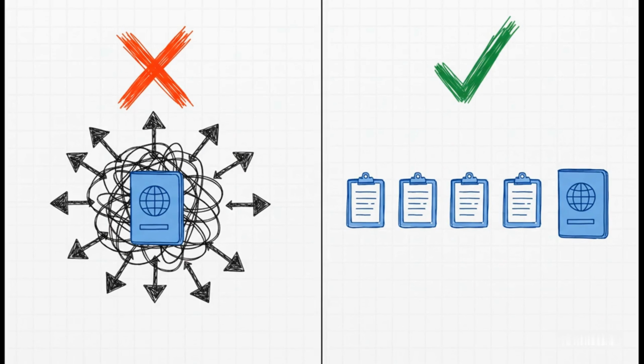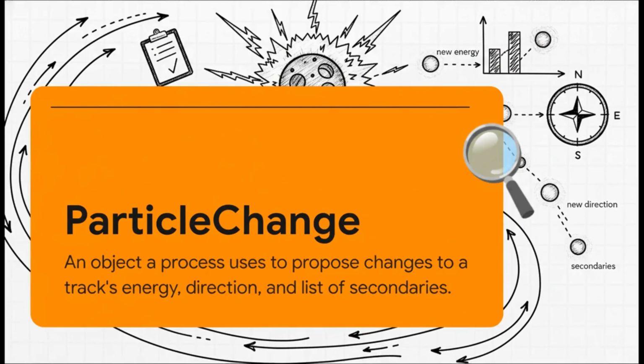Now, you can imagine that if you had a bunch of different physics processes all trying to change the particle's passport at the same time, it would be total chaos. So, Geant4 has a very strict, very orderly system. A process isn't allowed to just go in and edit the G4 track. No way. Instead, it has to fill out a formal change request form. And that formal request is an object called a particle change.